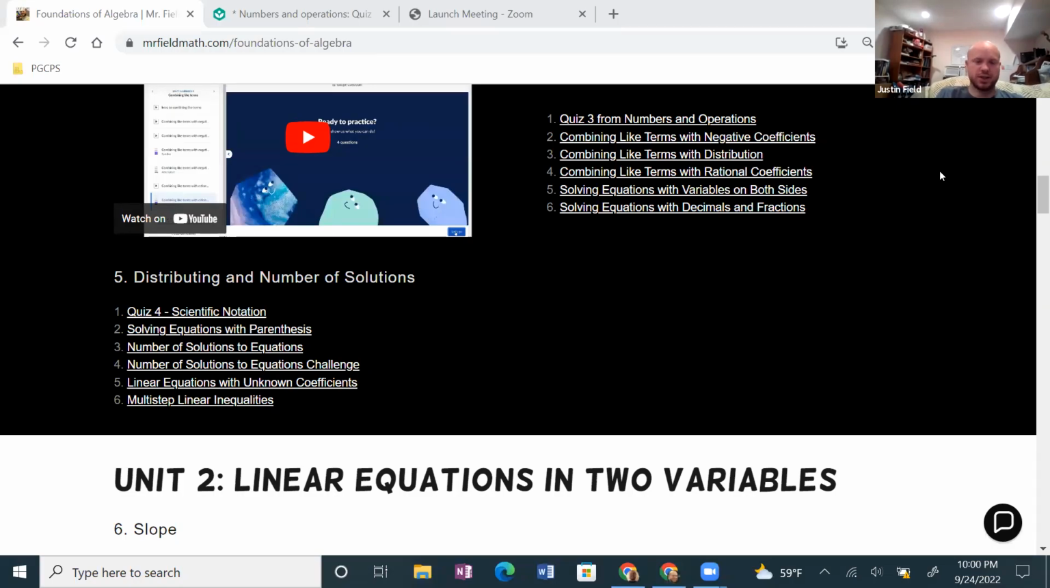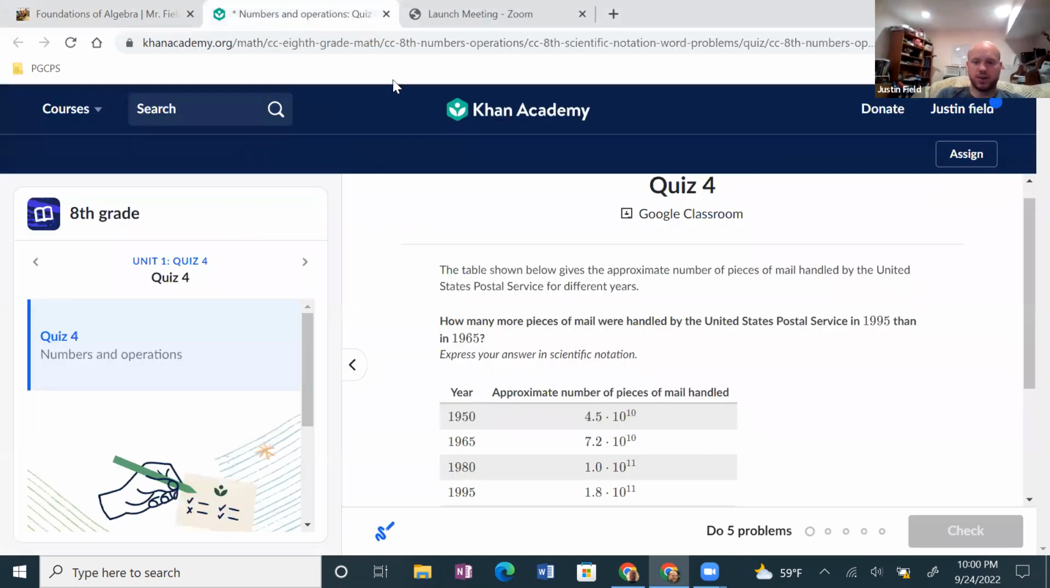Okay, Foundations of Algebra, week 5. We're ramping up here. We're going to do scientific notation and some more equations and inequalities, a lot of stuff. So let's start off with scientific notation.